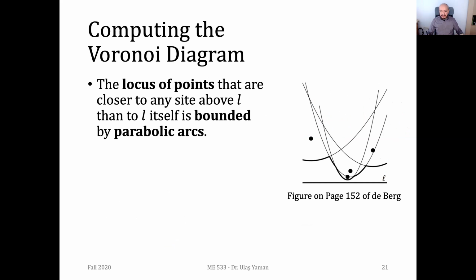We said that the locus of points which are closer to the sites above our imaginary line L than to L is bounded simply by parabolic arcs. You see we have some of them here, another portion, so we have some connection points, and another one here. So how many of them do we have? 1, 2, 3, 4, 5 parabolic arcs.